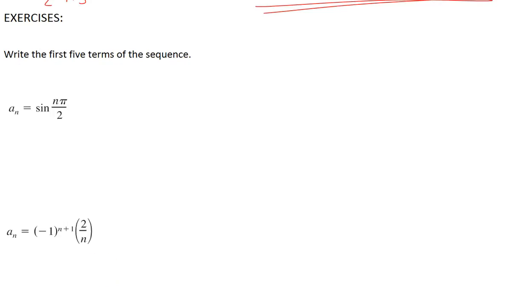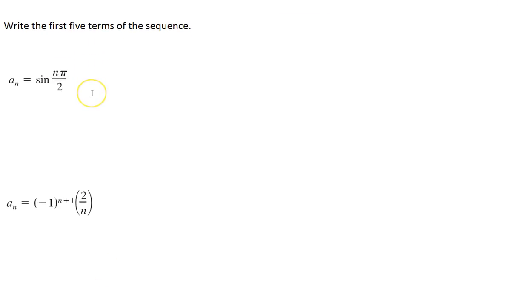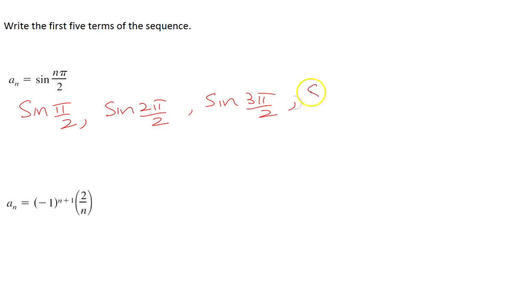Alright guys, let's have a look at these problems. Write the first 5 terms of the sequence. Okay, so start with n equals 1. So what is that? Sine pi by 2 when n is 2. Sine 2 pi by 2. Keep going until you have reached the 5th term.